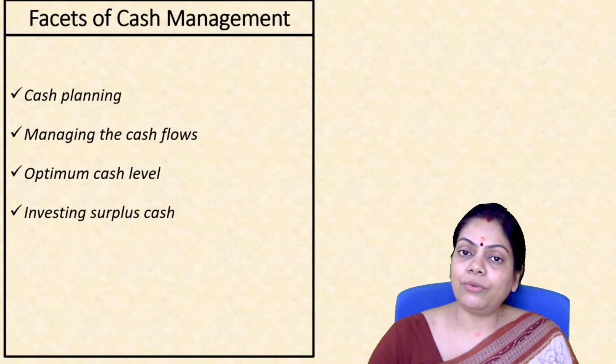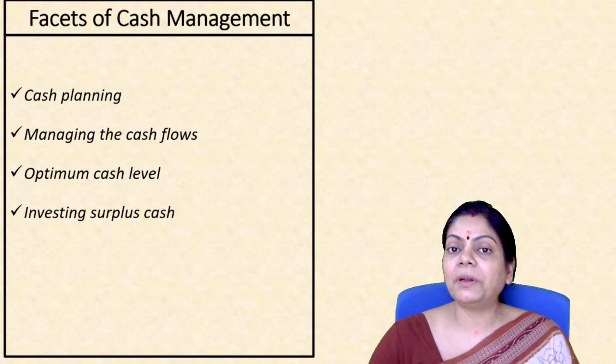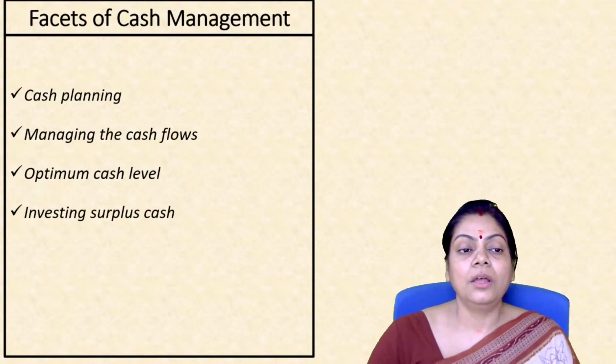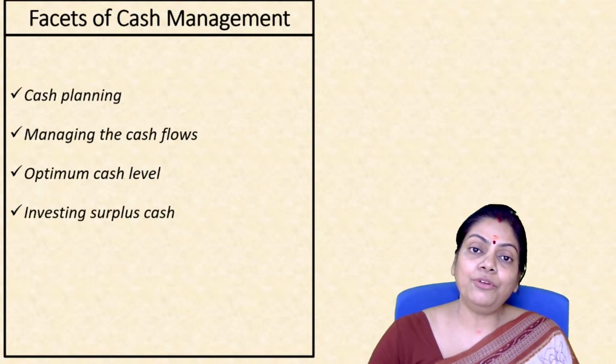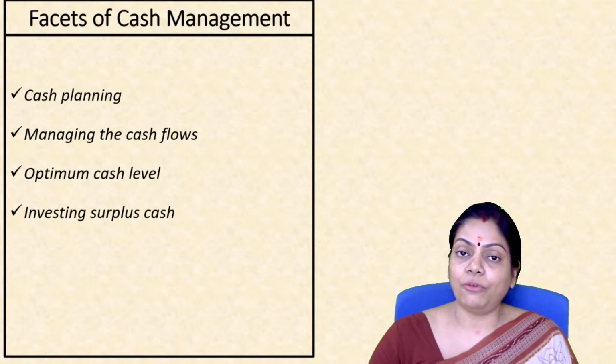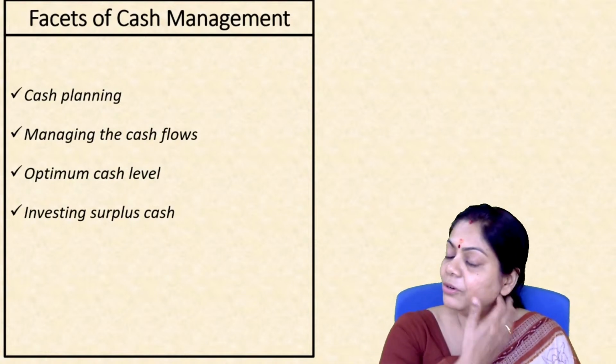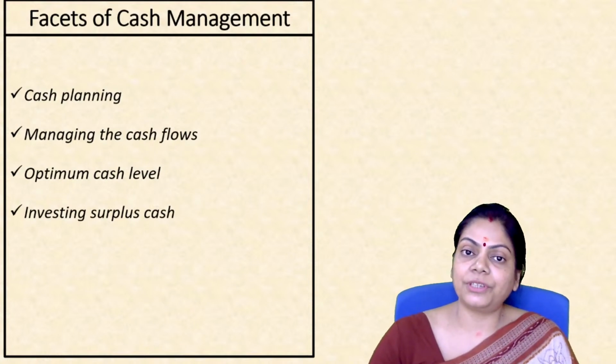And how do I know it? I can do it only through planning. So this is what we'll be talking about in cash planning. So planning is a very important aspect of the cash management system. Next is how do you manage your cash flows? When I'm talking about cash flows, I mean cash inflows and cash outflows. Now, what are the cash inflows? For example, one very good example of cash inflow is collection of sales.